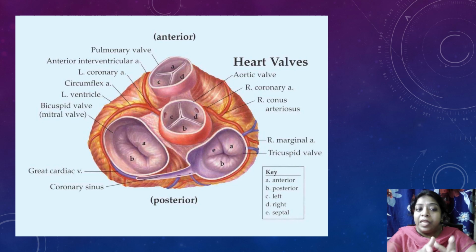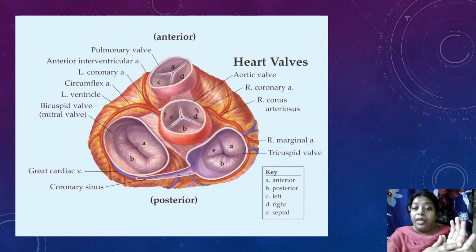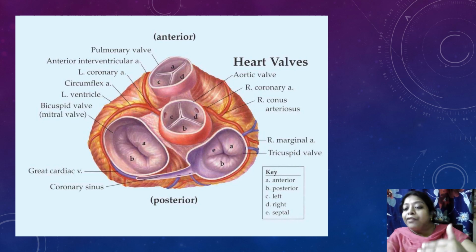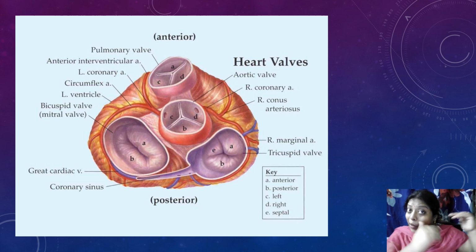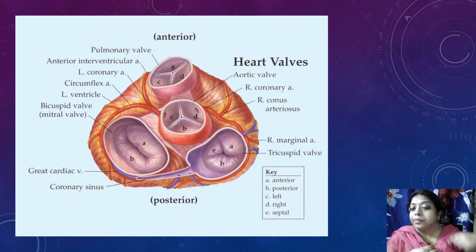The next one will be the mitral valve. The mitral valve is otherwise called the atrioventricular valve. This special valve lies between the left atrium and the left ventricle. Here also, it prevents the backflow of the blood from the ventricle into the atrium. That is the main function. It prevents the backflow of the blood.